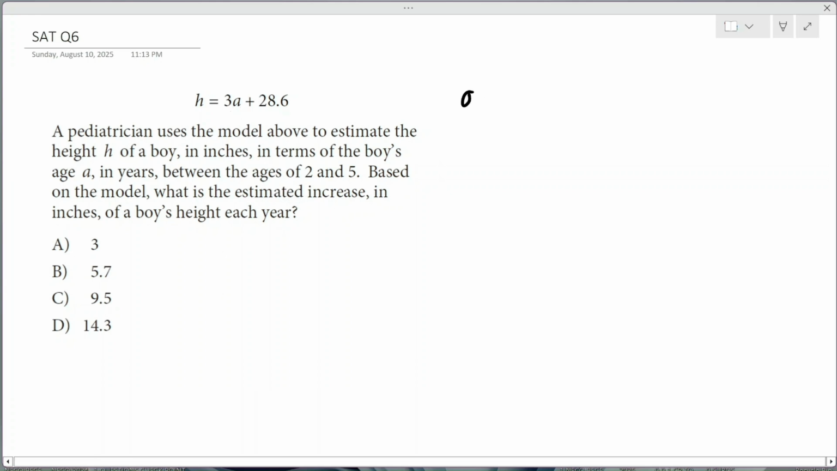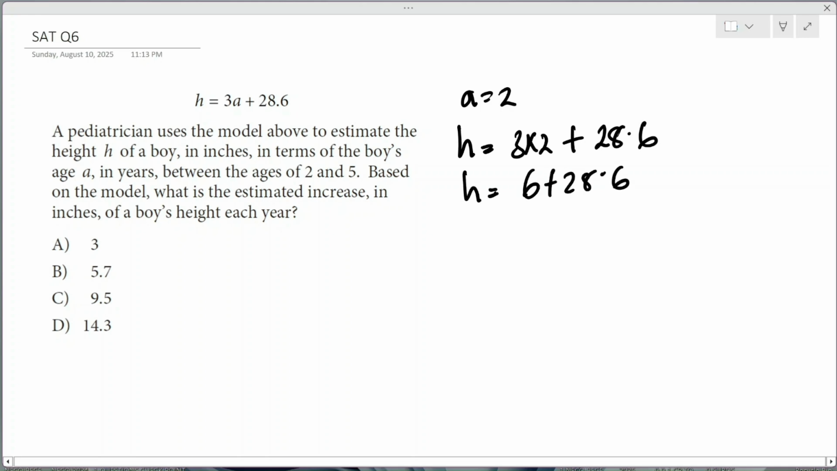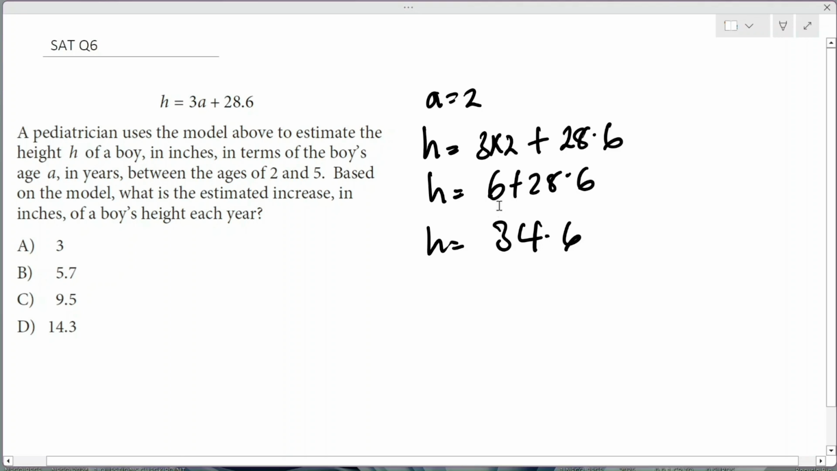For age 2, you have h equals 3 times 2 plus 28.6. h equals 3 times 2 is 6, plus 28.6. h equals 6 plus 28.6 will give you 34.6. Due to the fact that some students struggle with adding whole numbers and decimals, this will just be done.